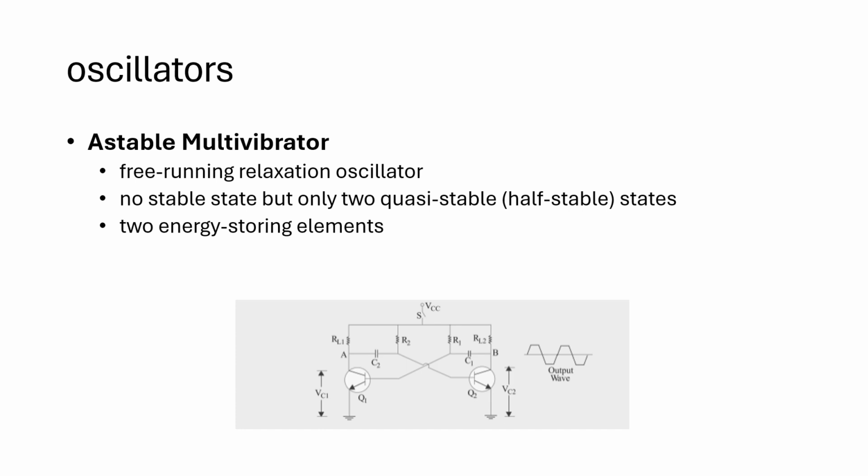So there is no stable state, but we only have two quasi-stable, or half-stable, states. And this uses two energy storing elements. So what are those two energy storing elements? Our capacitor C2 here and our capacitor C1 here. There are two transistors here between which it keeps on oscillating continuously of its own accord without external excitation. So neither of the two transistors reaches a stable state.